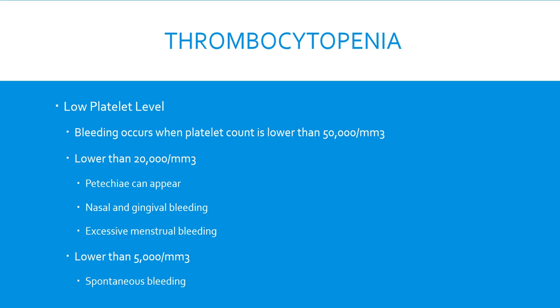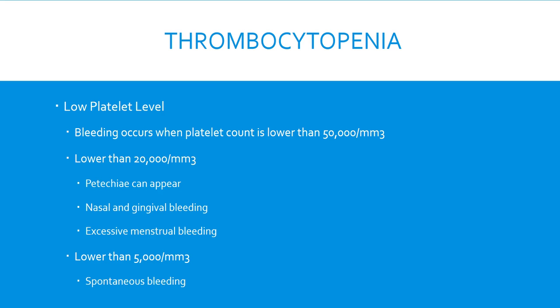Thrombocytopenia is a low platelet level. Bleeding occurs when platelet count is lower than 50,000. Lower than 20,000, you will see petechiae. You also see nasal and gingival bleeding, excess menstrual bleeding. And anything that's lower than 5,000, you'll see spontaneous bleeding.